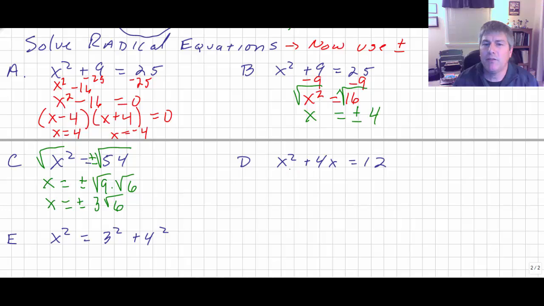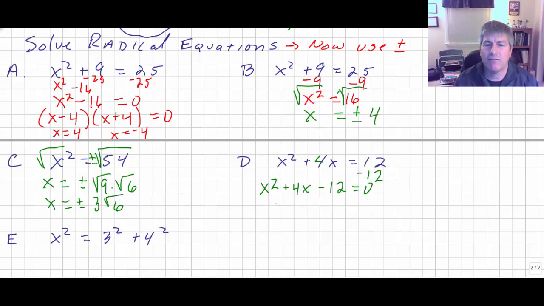Sample D is a little bit different. X squared plus 4x equals 12. Boy, I don't really want to subtract 4x and square root both sides because I don't want to take the square root of 4x. That's not going to be real friendly. So what I want to do here is subtract 12 from both sides. So I get x squared plus 4x minus 12 equals 0.